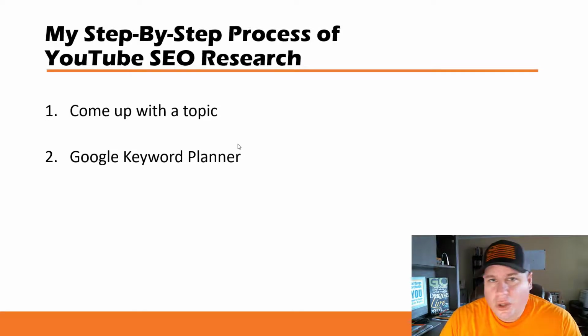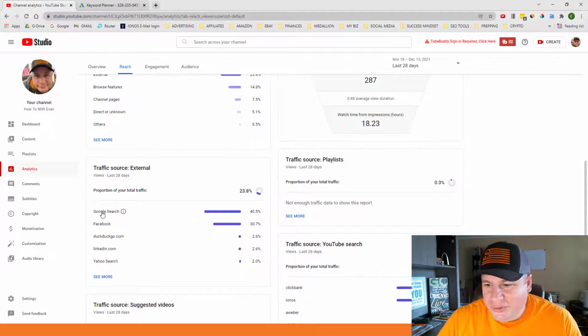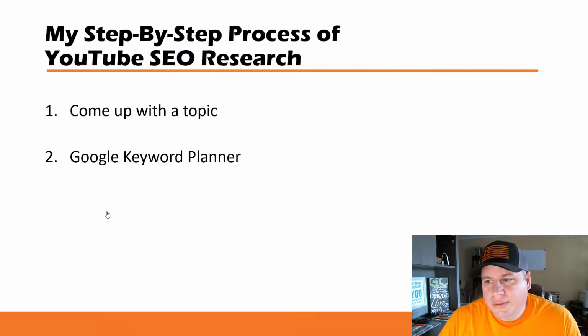And Google owns YouTube, right? So whatever is being searched for on Google, there's a pretty good chance that it's going to be searched for on YouTube as well. And a lot of times, like I mentioned, look at my results here. Google search, 40.5% of external traffic is coming from Google search, which means videos are showing up on the search results from topics that people are typing in, right?